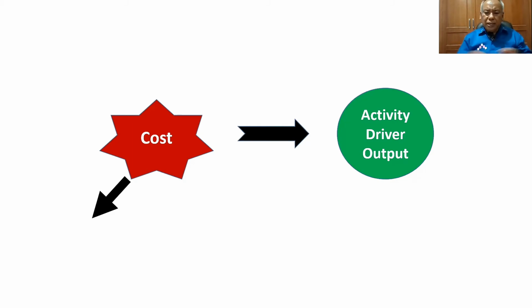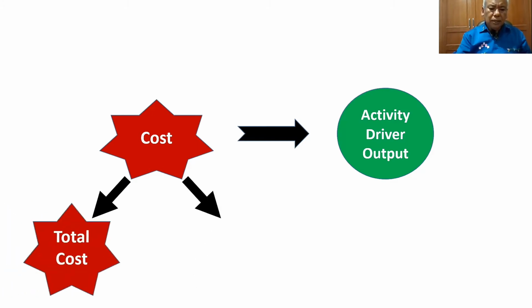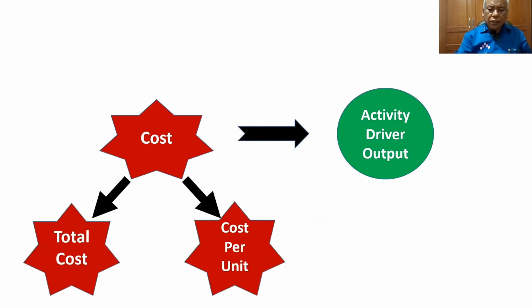So actually, activity drivers are meant in the broad sense, not only units produced. The cost we can look at from the total cost and the cost per unit. So if the output of the activity driver changes, how do the total cost and the cost per unit change?